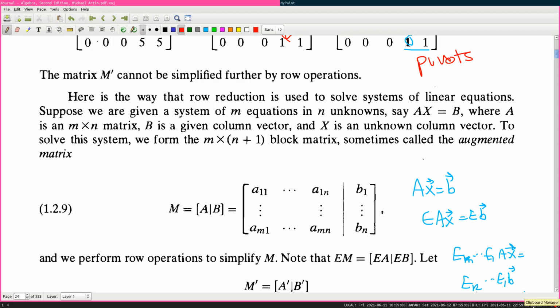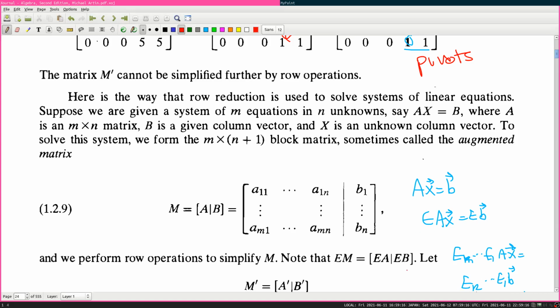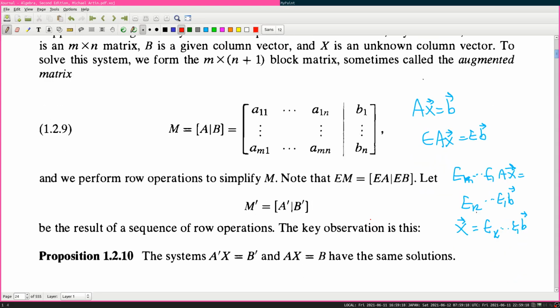Why do you do this? You're doing the same thing to both sides of an equation. That's the way to think about this. So let M prime equal [A prime | b prime] be the result of a sequence of row operations, doing the same thing to both sides of an equality.